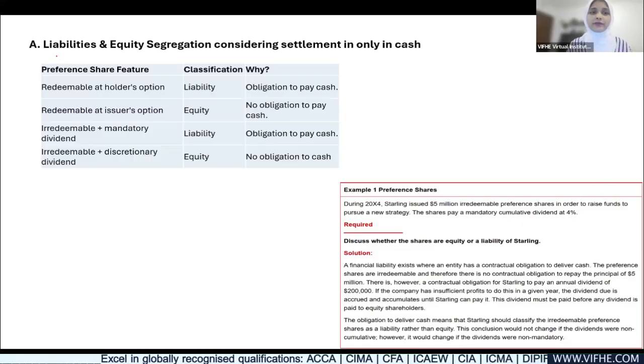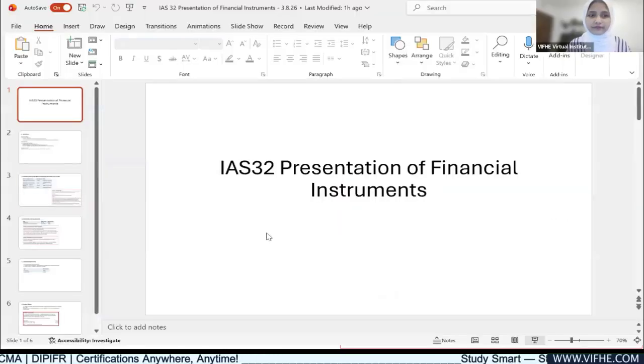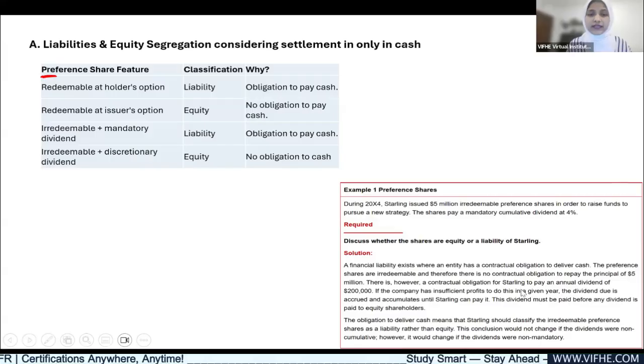Now, here I'm doing the liability and equity segregation for preference shares. I'm going to get into the details for preference shares, assuming that when the redemption of the preference share happens, or when the payment against the preference share happens, it will happen in cash. Okay. It will happen in cash.